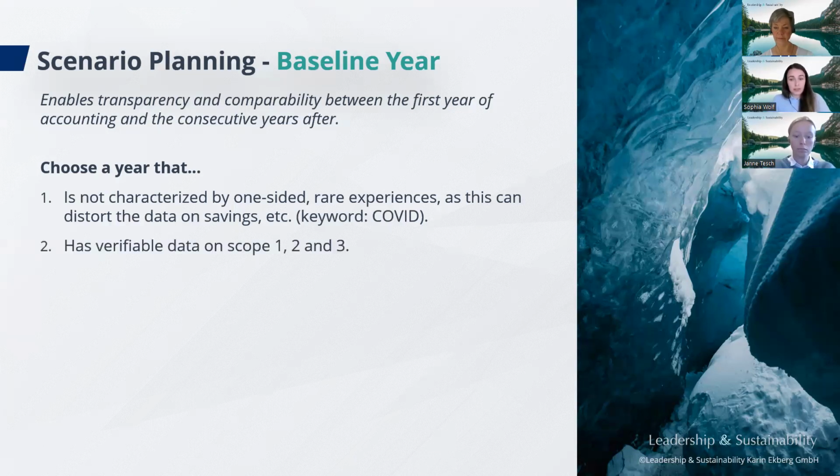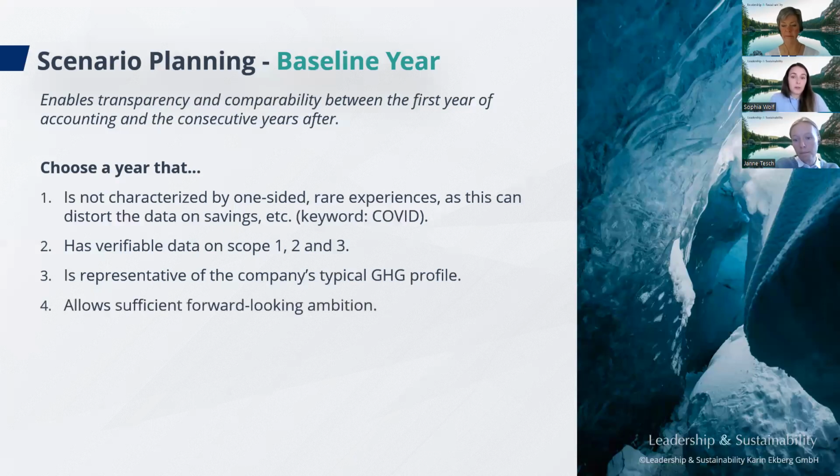You should also ensure that you have access to reliable and verifiable data for all scopes. Accurate historical data is crucial for this whole scenario planning, and it also serves as a foundation for setting meaningful climate targets and tracking progress. Additionally, the baseline year should be representative of the company's typical GHG profile. And finally, select a baseline year that allows for forward-looking ambition, as this offers a good starting point from which you can make meaningful reductions.